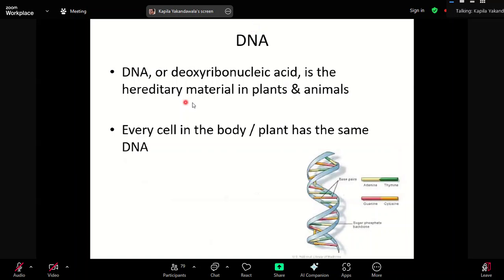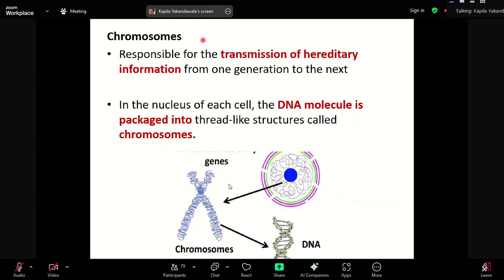Then DNA is the deoxyribonucleic acid. This is responsible for the transfer of hereditary material from mother to the daughter cells. So every body cell has the same amount of DNA. A DNA molecule is packed into a chromosome. This is called a chromosome and this is called a gene. It is bound together with the centromere, and these DNA molecules are inside the chromosomes.